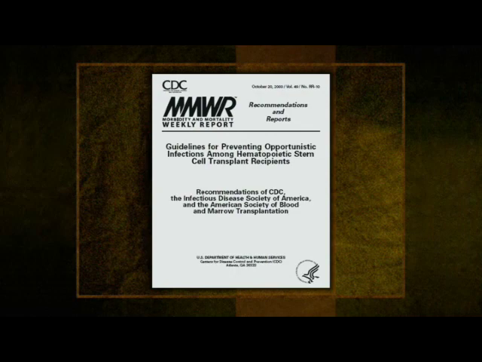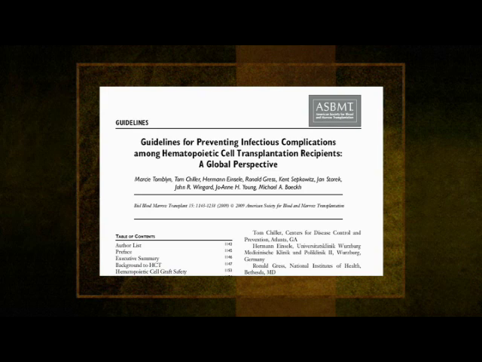widely among centers. In 2000, CDC published guidelines for prevention of opportunistic infection, including vaccine-preventable infections, among hematopoietic cell transplant recipients. These guidelines were developed in association with ACIP, the Infectious Diseases Society of America, and the American Society of Blood and Marrow Transplantation. In 2009, CDC, in association with several professional organizations, published updated recommendations in the journal Biology of Blood and Marrow Transplantation.